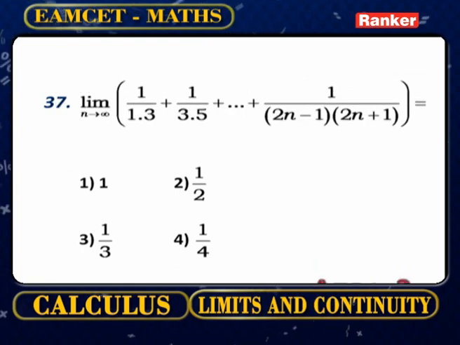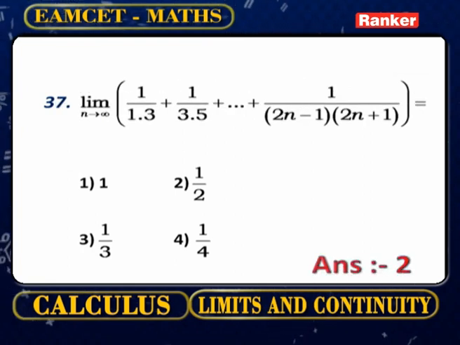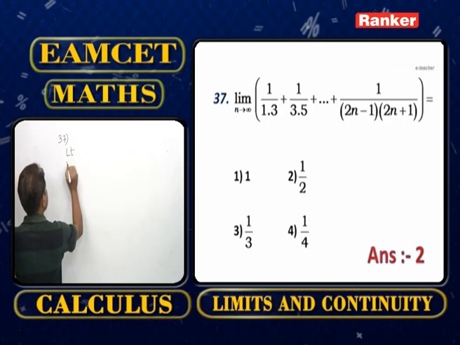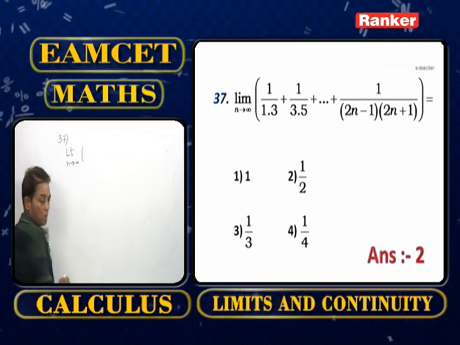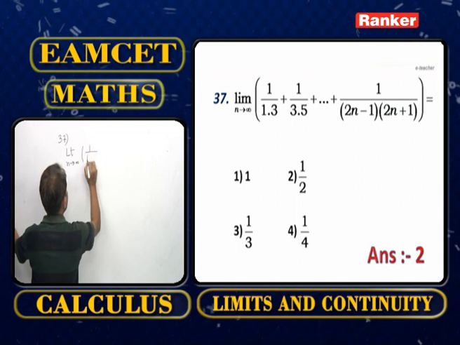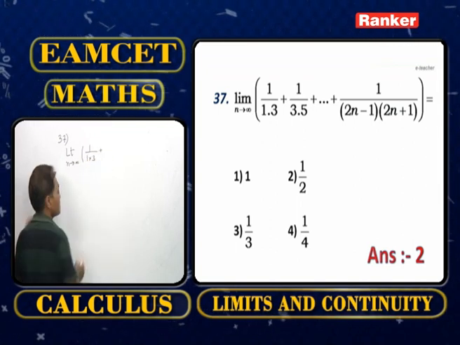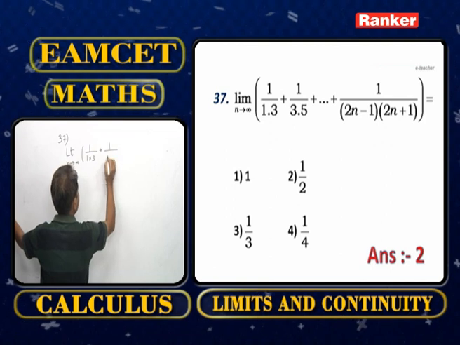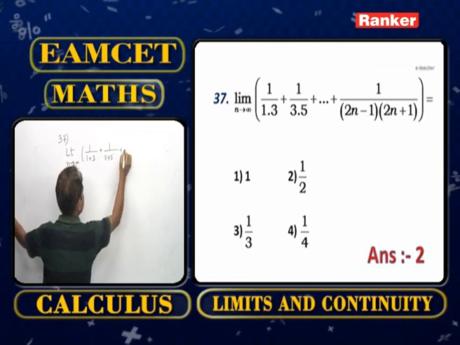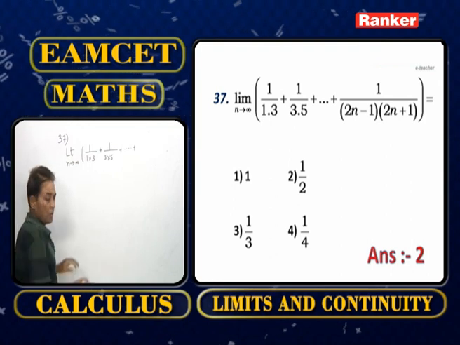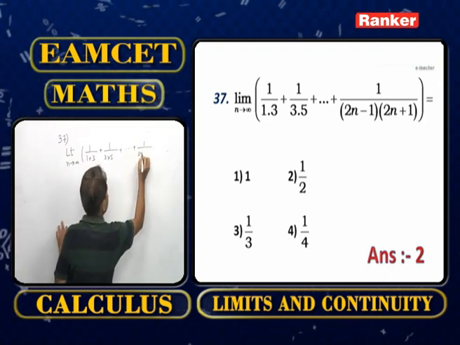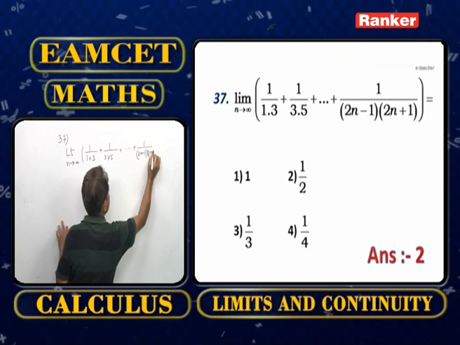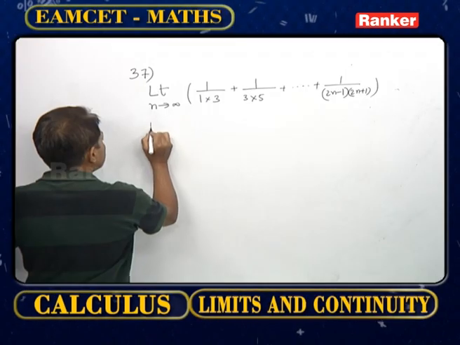So, we will move to the next question, question number 37. Let us see what question number 37 is. Limit n tends to infinity, 1 by 1 into 3, it is not 1.3, it is 1 into 3, plus 1 by 3 into 5, and so on, up to 1 by 2n minus 1 into 2n plus 1. What is the value?